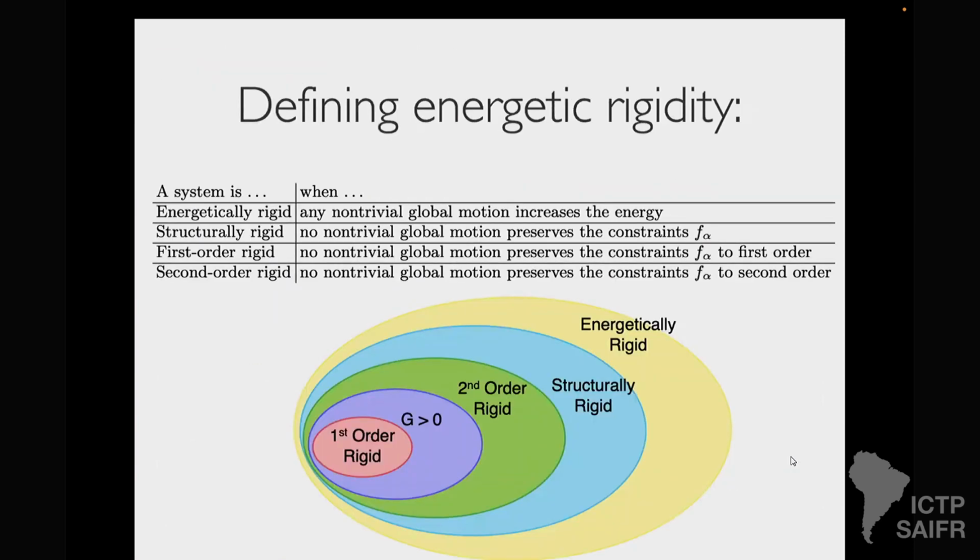So this is maybe a Venn diagram summary of what kinds of rigidity are possible. The thing I'm going to focus on today is this biggest category, energetically rigid. I'm going to ask, when does, for example, second order rigidity imply energetic rigidity? Because it's way easier to check second order rigidity or first order rigidity.